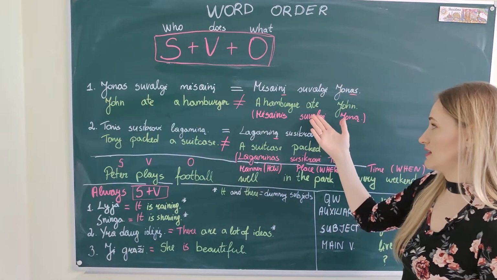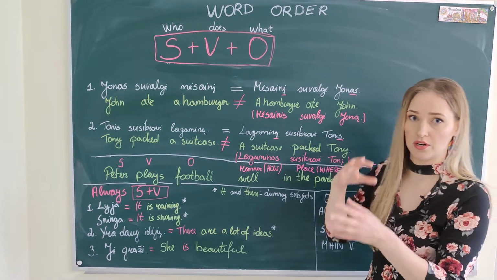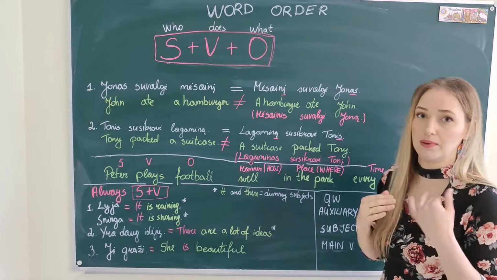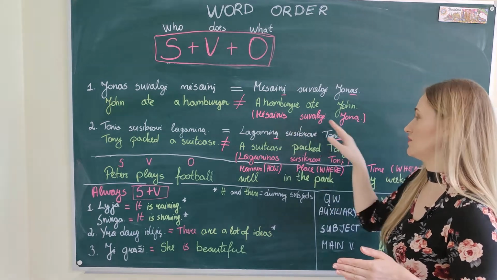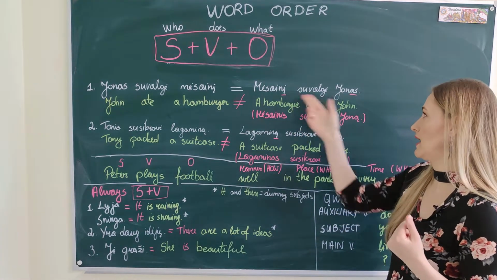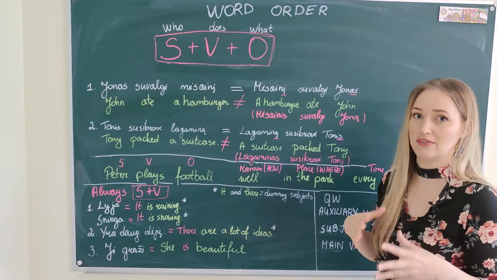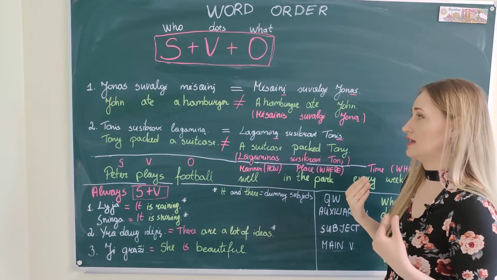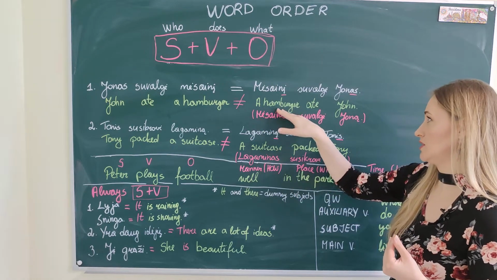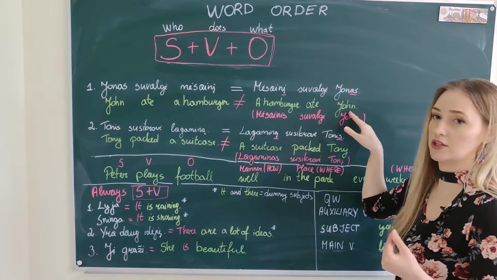Let's have a look at this sentence. When we change the words, when we move the words around, a hamburger ate John, we have a completely different meaning. Mėsainis suvalgė Joną. Remember that in the English language we do not have the word endings to indicate relationships. Instead of that, we have strict word order. So here we'll always have a subject, here a verb, and here an object.